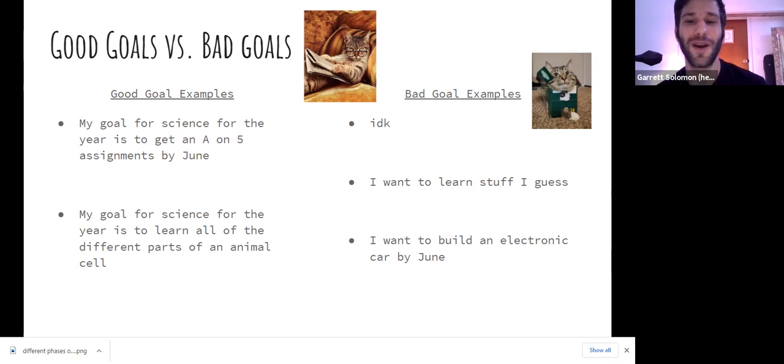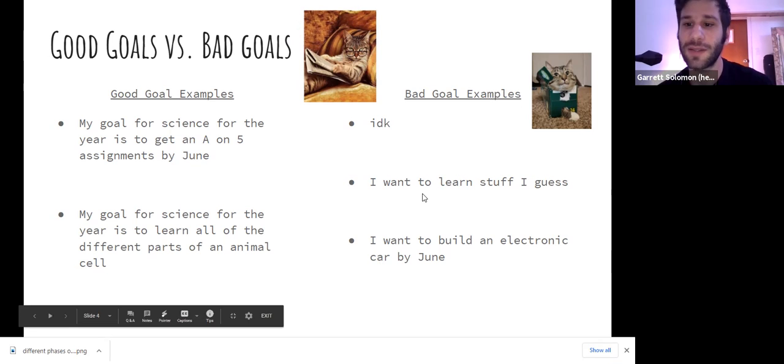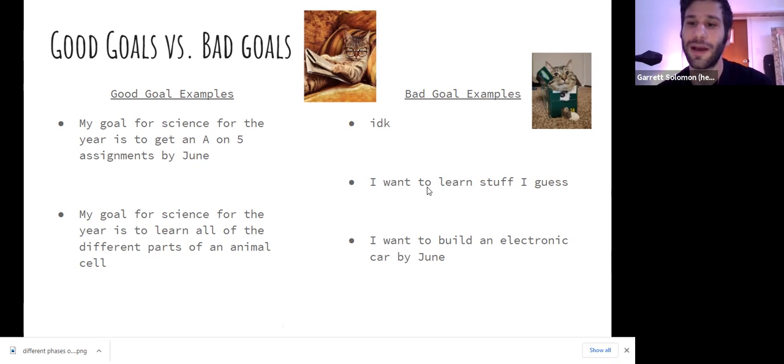All right, and let's do one more bad example. I want to build an electronic car like Elon Musk did by June. Unfortunately, this isn't to say that you guys couldn't build an electronic car if you had the resources in this class to build one by June. I wish that we did, but unfortunately we don't. So this is not a realistic goal. No one's going to build an electronic car unless you have all of those resources at home. Then maybe I'm wrong. No one's going to build a rocket. So this one's not a good science goal because it's not realistic, right? It needs to be something that you can do with the materials that you have or can get.